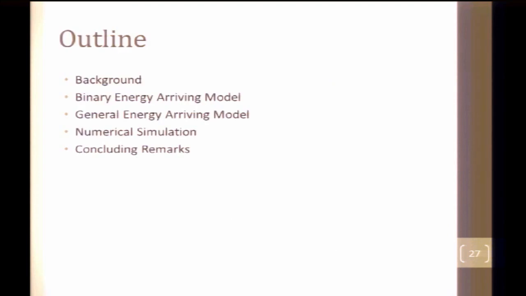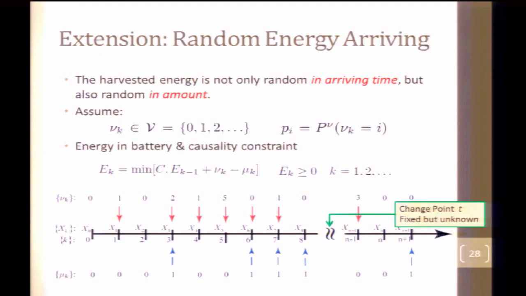Then we generalize to the case in which we have this more general energy arriving model. So in this case, the energy comes not only random in time, it's also random in amount. Okay, so at a certain time there's only one unit of energy, or 0 or 2 or 5. So it's random in time, also random in amount.